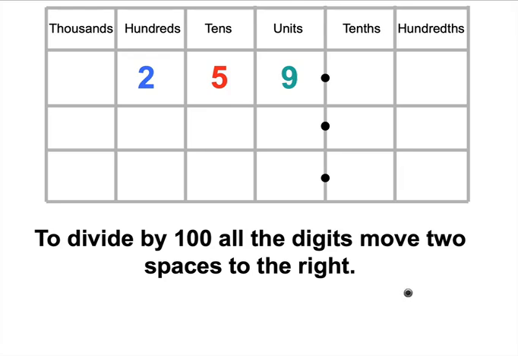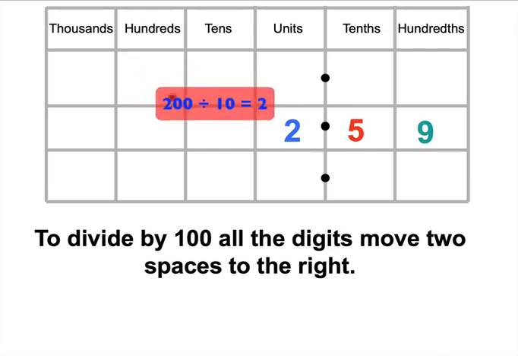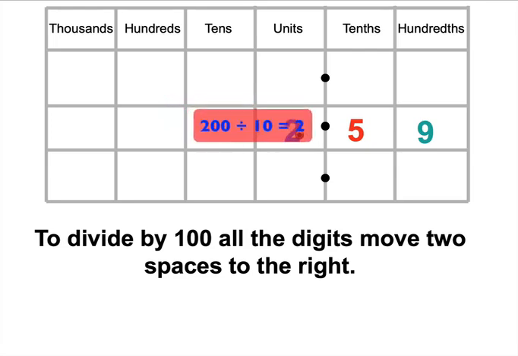Dividing by 100, the digits will move 2 steps now, but to the right again. So 259 divided by 100 will give us 2.59. Remember, 200 itself, just 200 divided by 100 will get 2. So here we have 2.59.